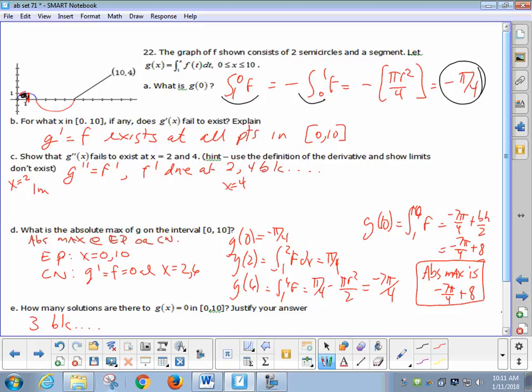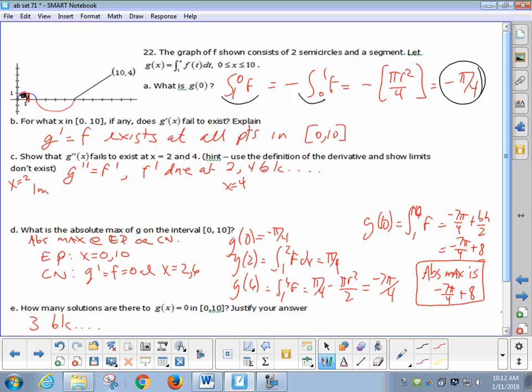B was a little funky, felt like a little bit of a trick question. For what values does G prime fail to exist? What's the relationship between G and F, or G prime and F? G prime is F, okay? Well, look at the graph. That's F. Does F fail to exist anywhere? Fail to exist would be like there's a hole or an asymptote. Is there any such point there?